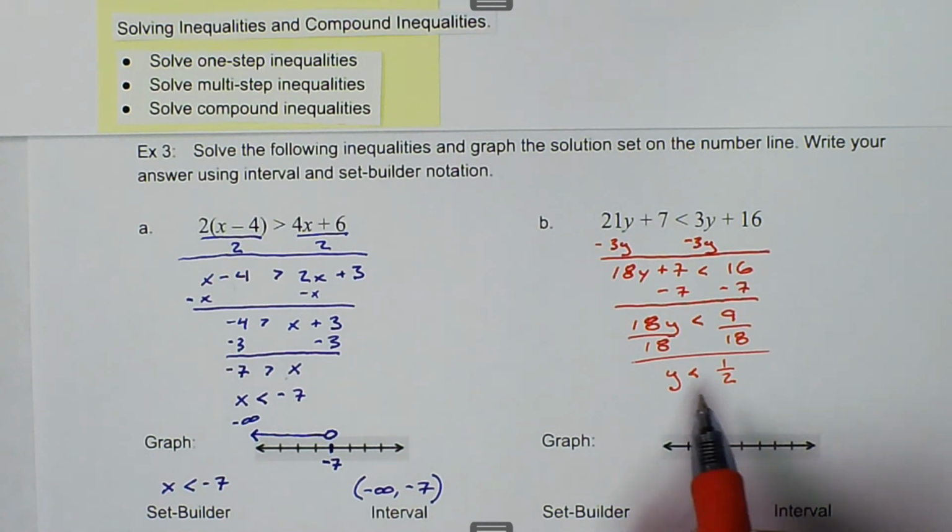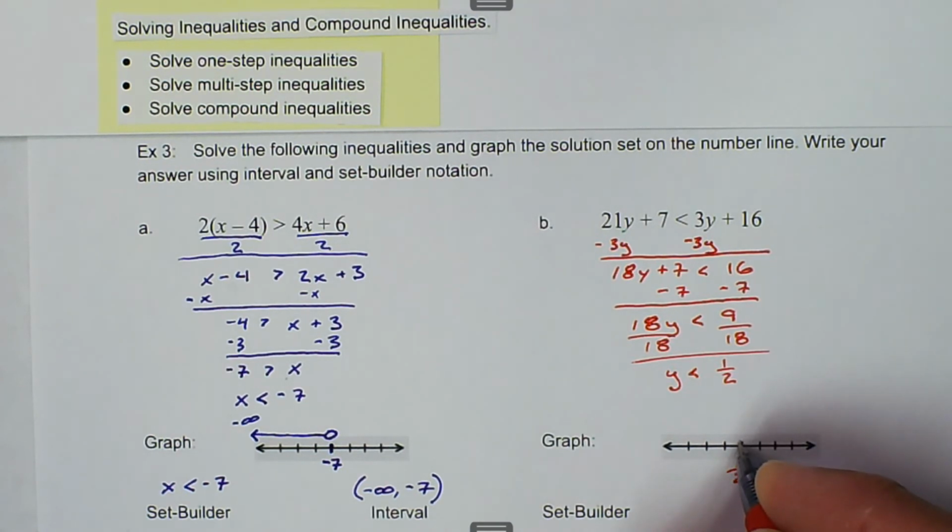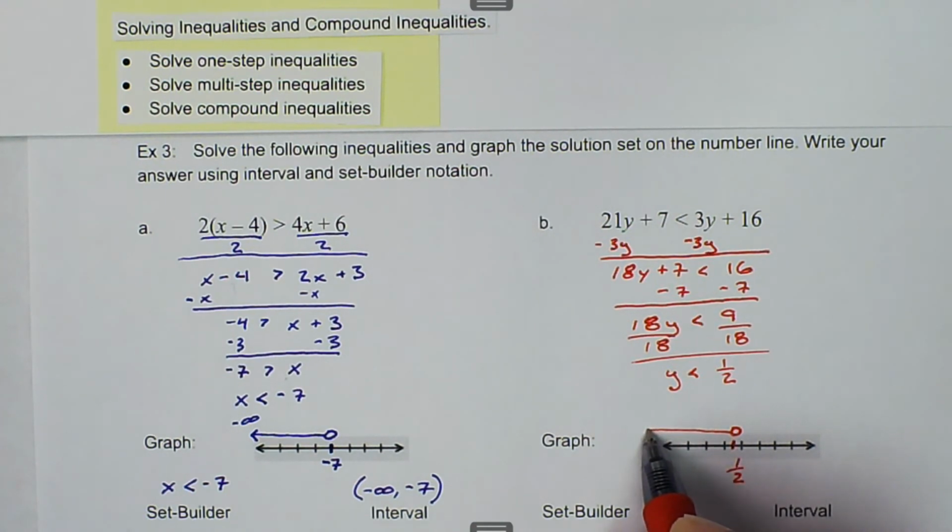And now on the graph, we have a variable on the left, so that will work out fine. And then we have 1/2. I'll put it right there in between the grid. And is 1/2 included? No, it is not. So we'll use an open circle. Y is less than 1/2. So it's going to be every number that's less than 1/2. And again, this arrow means that we're going to negative infinity.